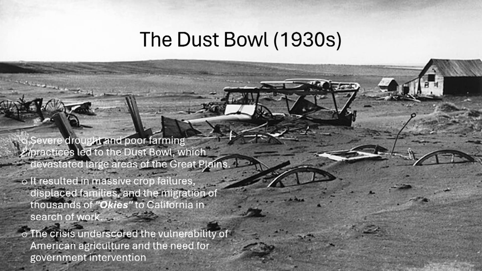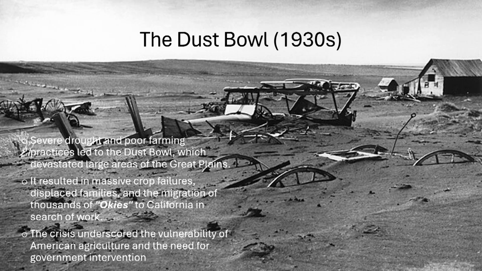The Dust Bowl of the 1930s. This is one of the pictures from the Dust Bowl. It's a pretty powerful piece. What you see here is because of the drought in the 1930s, the topsoil basically blew away. Severe drought and poor farming practices led to the Dust Bowl, which devastated large areas of the Great Plains. It resulted in massive crop failures, displaced families, and the migration of thousands of Okies, or these people from the Great Plains who went to California.